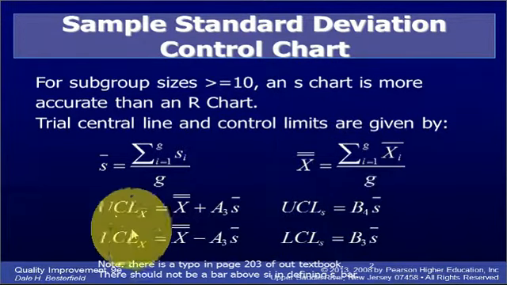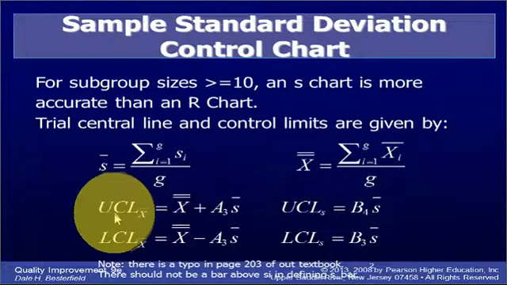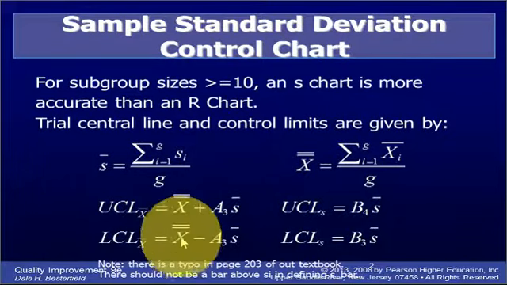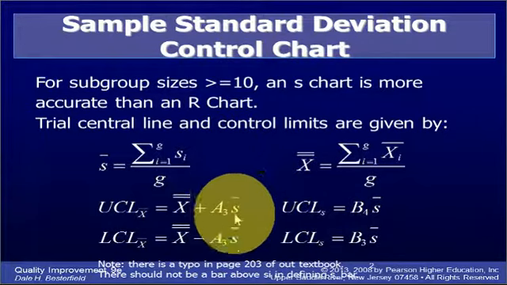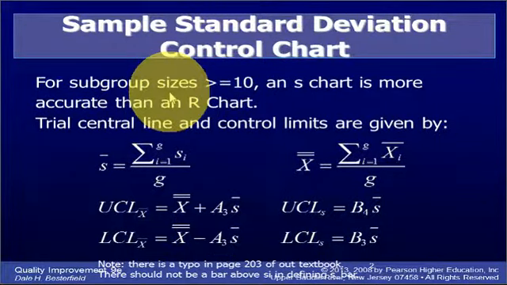So for the control limits, we assume that the upper control limit and lower control limit for the X bar chart are the X double bar plus and minus A3 times the S bar value. The A3 is the value that you look up in table B associated with the subgroup size, the number of samples in one subgroup.